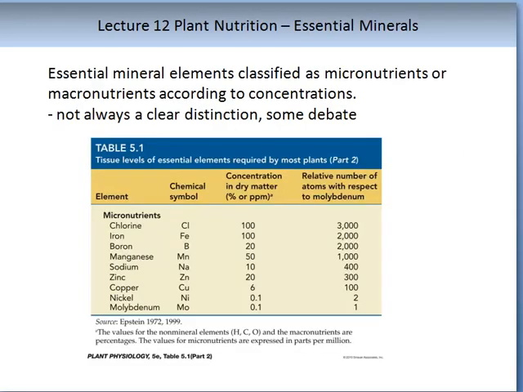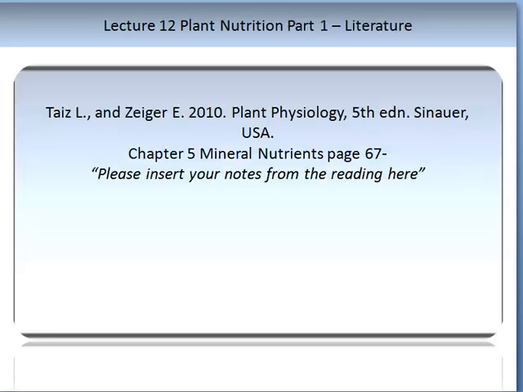So essential mineral elements can be classified as micro or macronutrients according to the concentrations that they have in the plant. This is not always a clear distinction, and there is some debate that exists around this form of classification. For this topic, I'd like you to read the recommended textbook, Taiz and Zeiger, Plant Physiology 5th edition, chapter 5 on mineral nutrients, which starts on page 67. Please take notes and insert them into your lecture notes here.